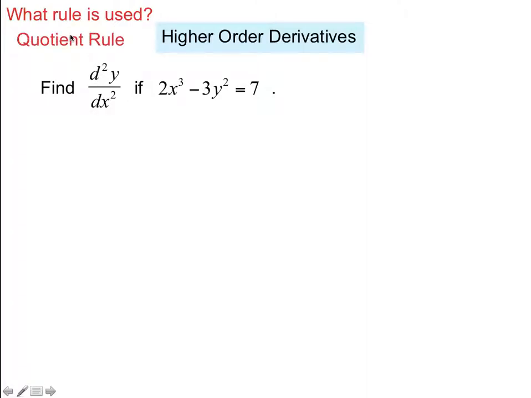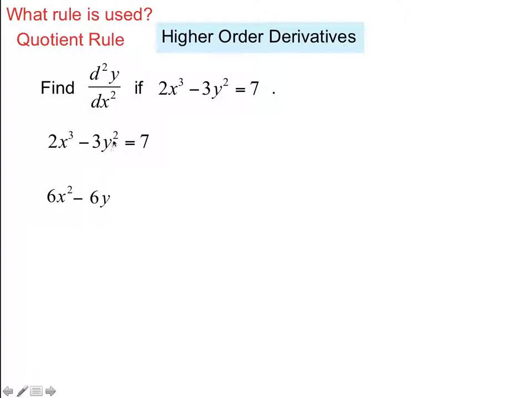Eventually we've got to use the quotient rule, but that question is a little out of order, I think. First thing we have to do is use implicit differentiation. So the derivative of 2x cubed is 6x squared. That's just a normal derivative since it's an x term.